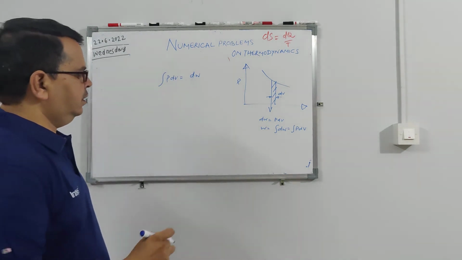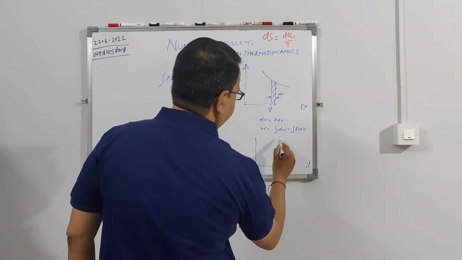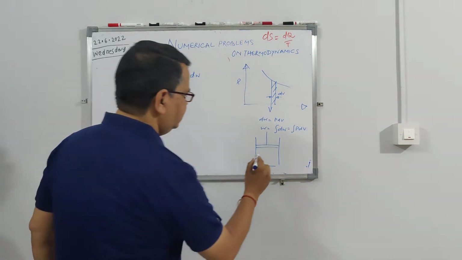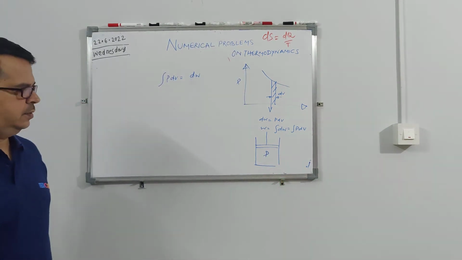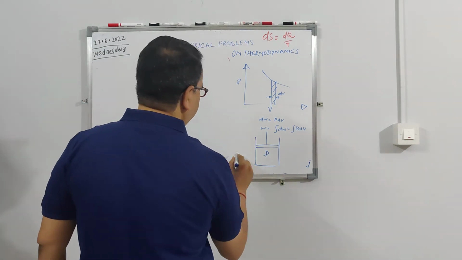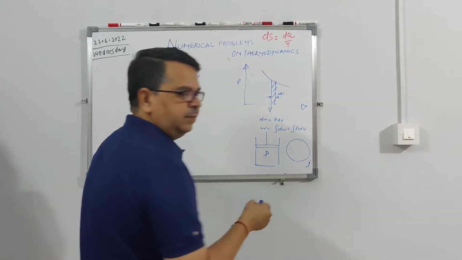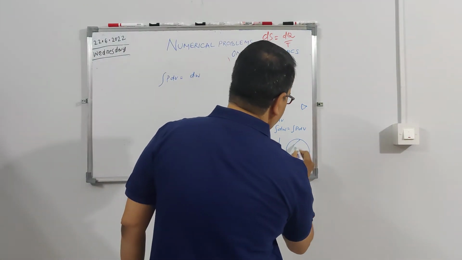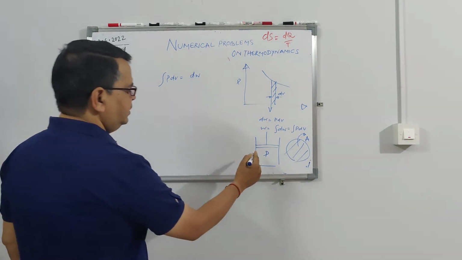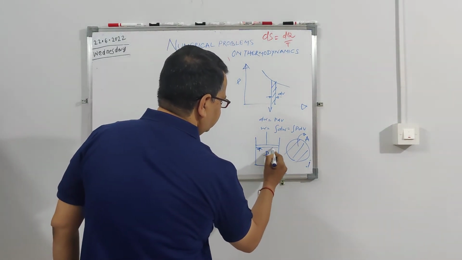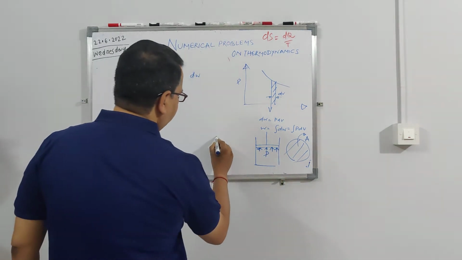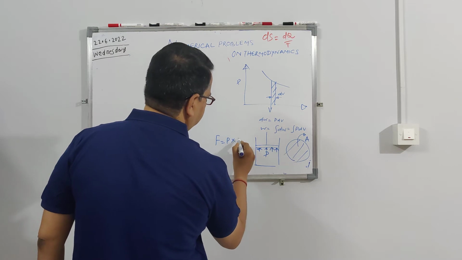So how is work done? Suppose you see a piston cylinder arrangement. This gas is under, let us say, pressure P. This piston, if you see from the top view, is a circular piston. It will have some area A. That means this pressure P is acting against an area A. You know force is nothing but pressure into area.